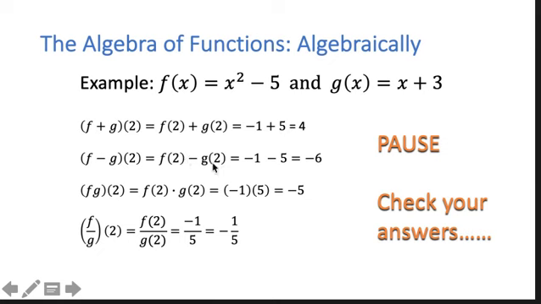Remember, f minus g of 2 is going to be -1 minus 5, which is -6. f times g of 2 is f of 2 times g of 2, which is going to be -5. And f divided by g of 2 is going to be f of 2 divided by g of 2, which is -1/5. Did you get them right? Okay, so that's what you do algebraically.